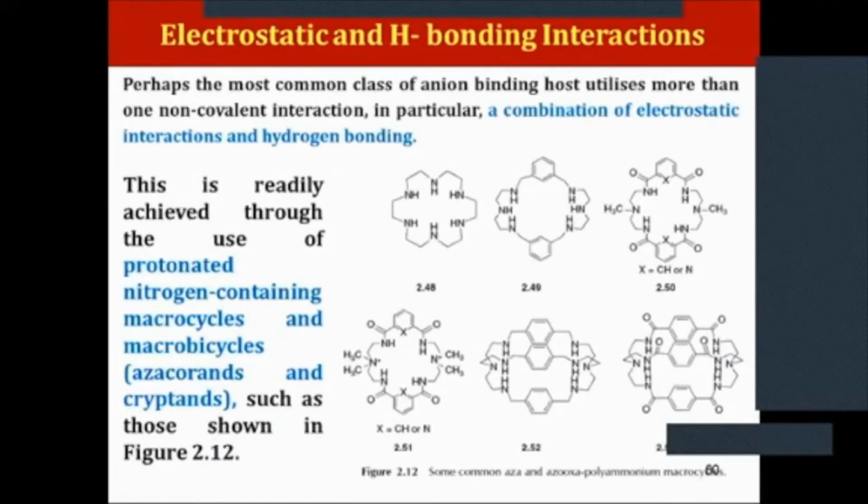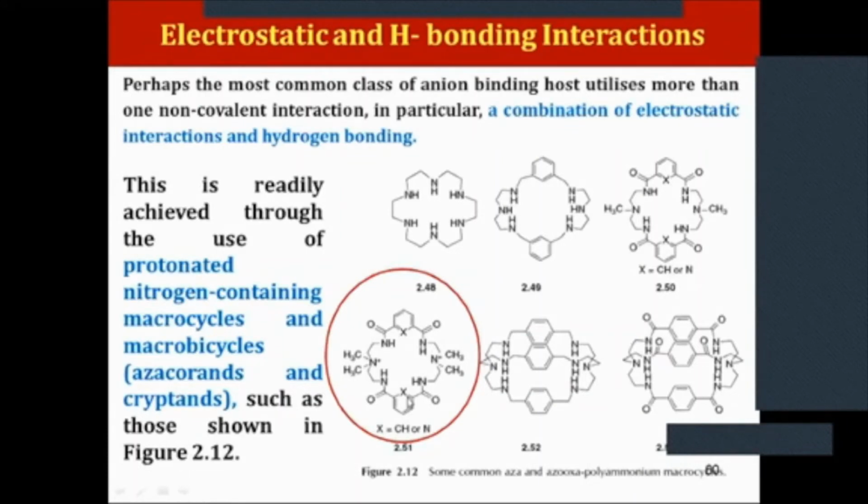And apart from that positive charge, I told you even neutral interactions like hydrogen bonding can be involved. You can see this particular molecule here, there is a positive charge involved as well as hydrogen bonding. So this can capture the anion very well. These types of receptors are much more efficient than those with only positive charge.